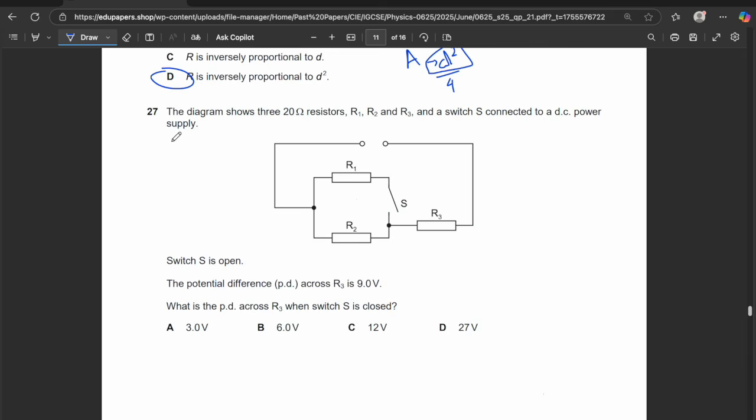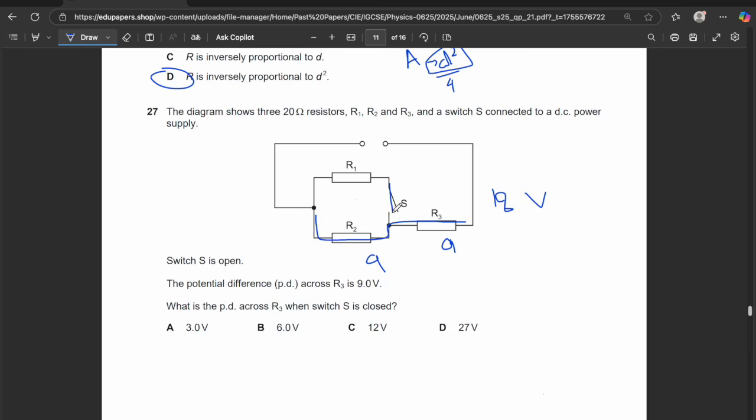27. The diagram shows three 20 ohm resistors R1, R2, and R3, and a switch S connected to a DC power supply. Switch S is open. The potential difference across R3 is 9 volts. What is the potential difference across R3 when switch S is closed? So when it's open, the voltage will go across R2 and R3, and they are identical. So if R3 gets 9, R2 gets 9 too, which means our total will be 18 volts.